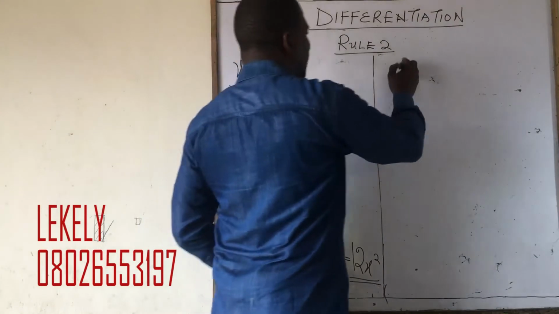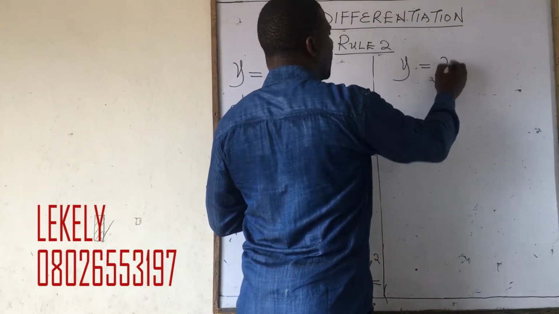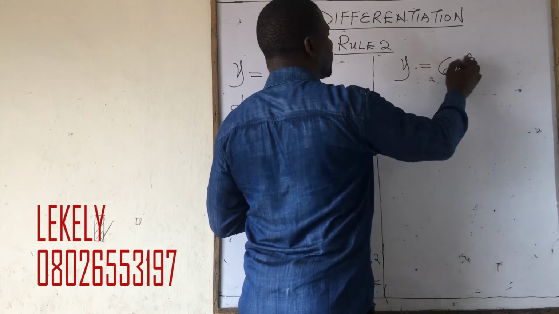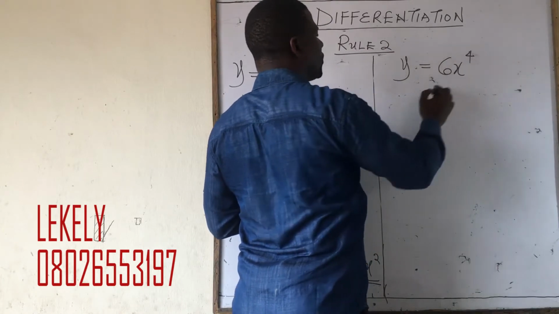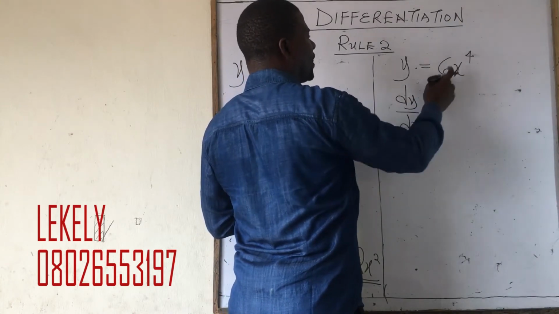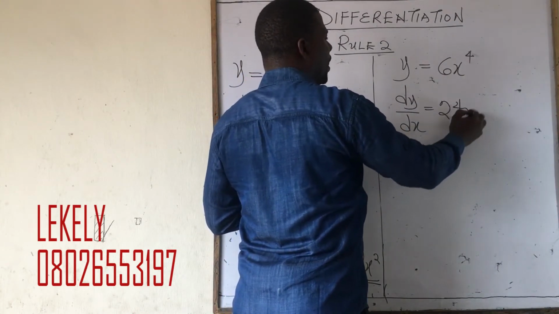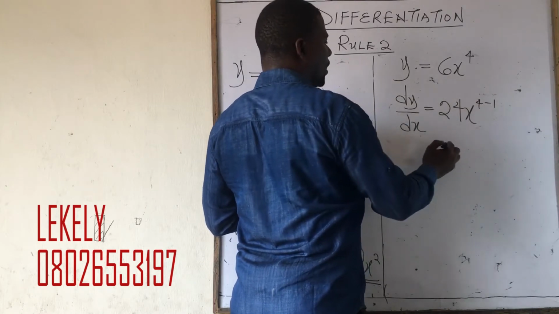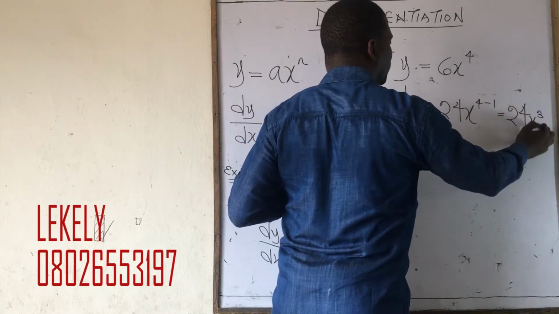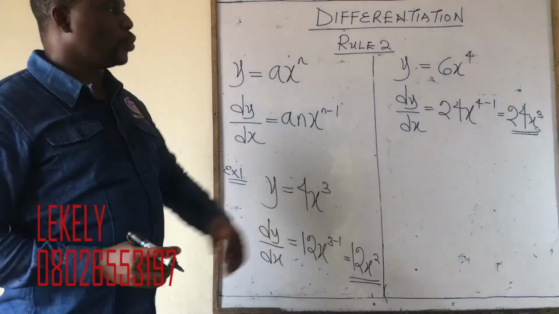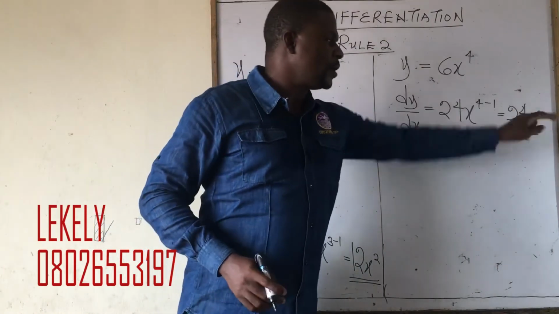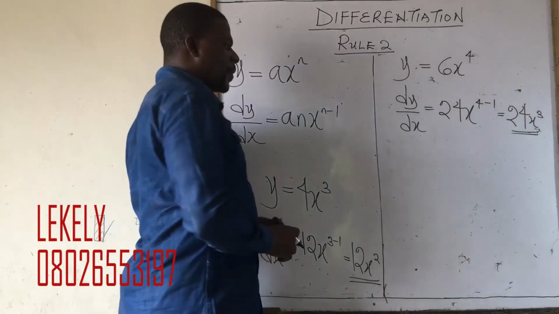Okay, look at if I have y equals 6x raised to power 4. So to differentiate, your dy dx is going to be 4 times 6, 24 x raised to power 4 minus 1. And then your final answer will be 24x raised to power 3. You see that? So you will multiply 4 times 6, 24, minus 1 from the 4. That gives you 3. Okay?